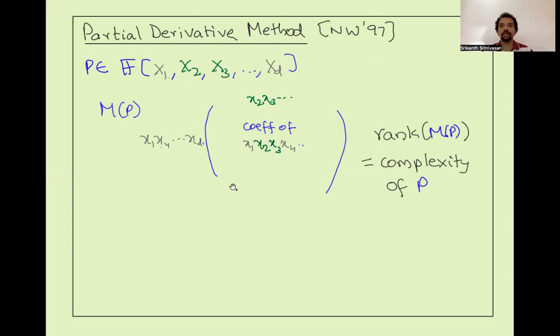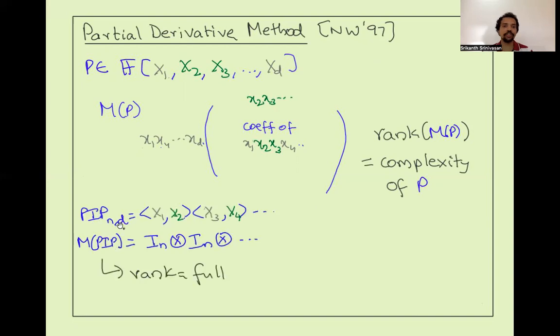Okay, so Nisan and Wigderson used this to prove many interesting results, but in general, you cannot use this notion of complexity to prove strong constant depth lower bounds, even for set multilinear circuits. Okay, so this is an interesting fact, and it's kind of worth understanding. So let me show you this by example.